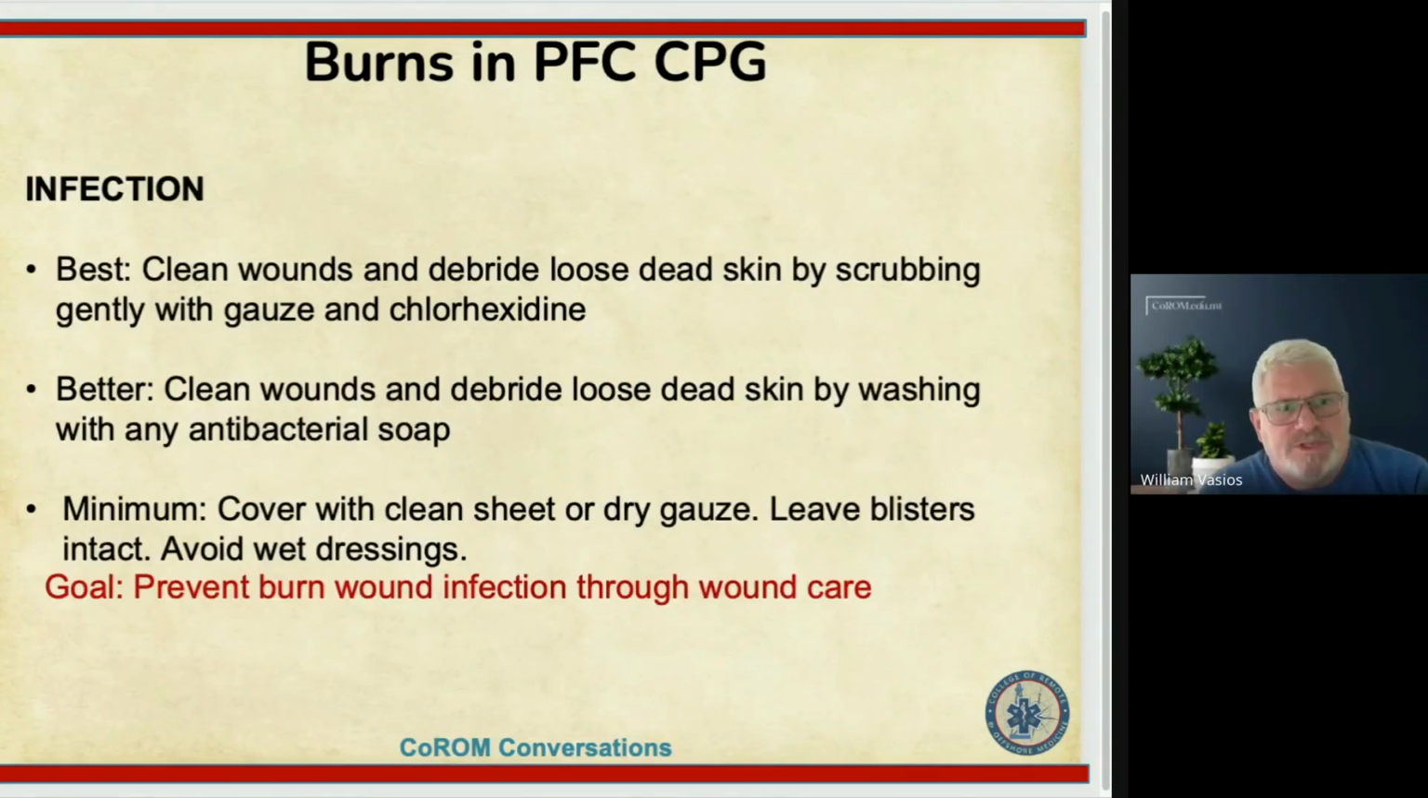Yeah. So protecting the patient's extremities and their torso from infection. Part of that is going to be putting clean sheets and dry gauze on them. You leave the blisters intact. You want to avoid wet dressings. You're going to put that on there.